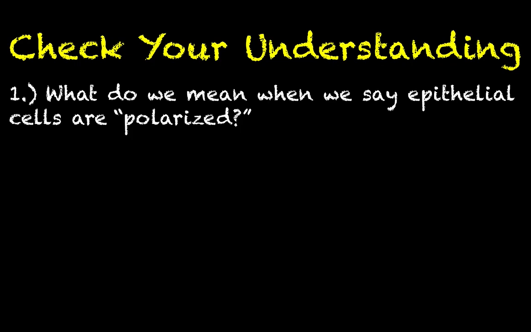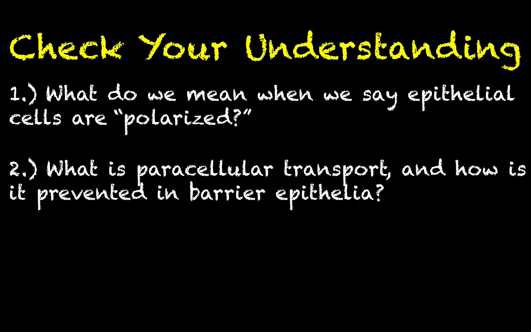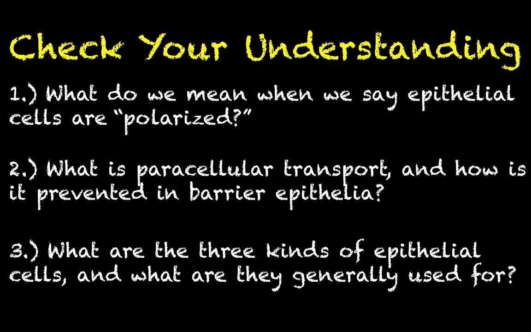And for checking your understanding, number 1, what do we mean when we say epithelial cells are polarized? Number 2, what is paracellular transport and how is it prevented in barrier epithelia? And number 3, what are the 3 kinds of epithelial cells and what are they generally used for?